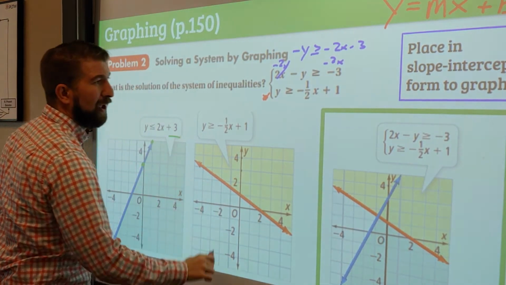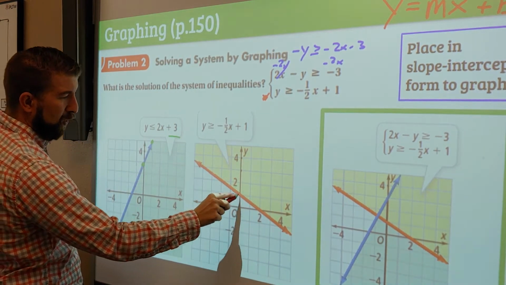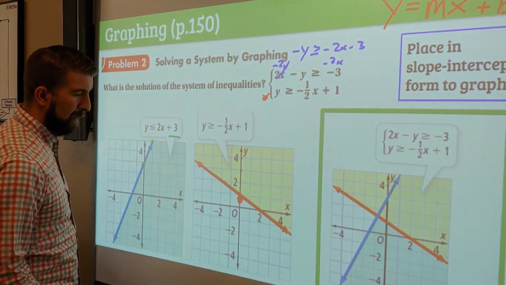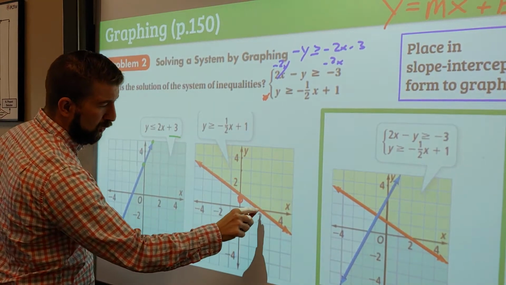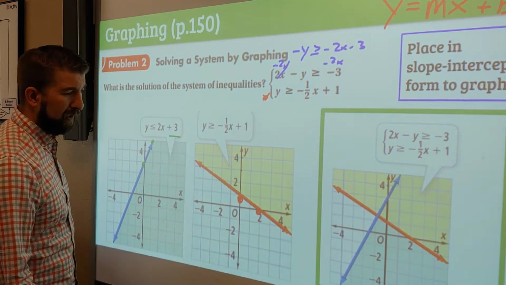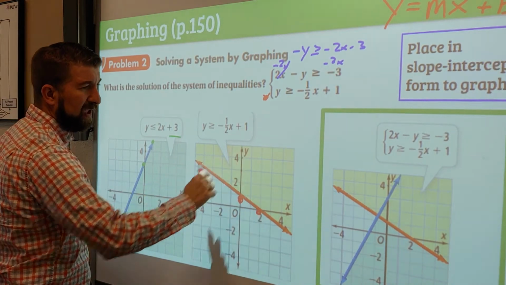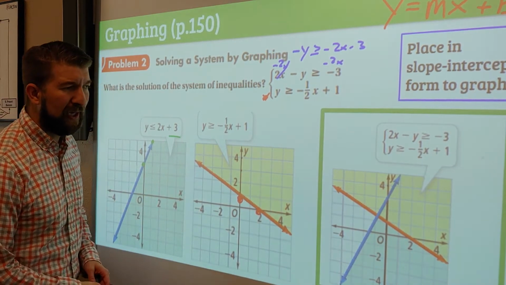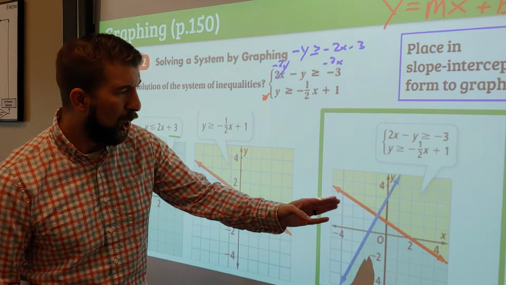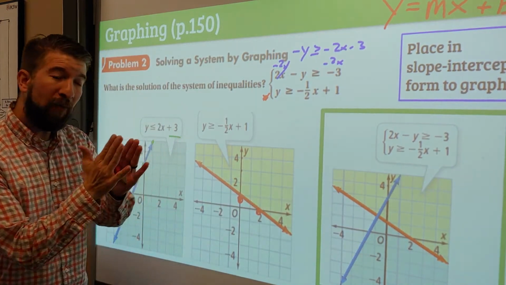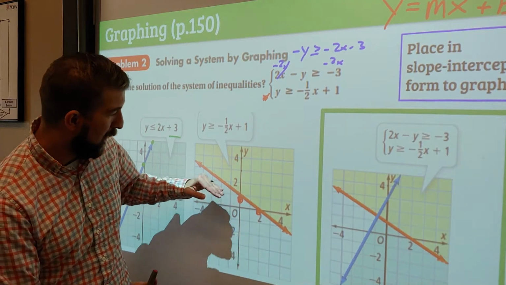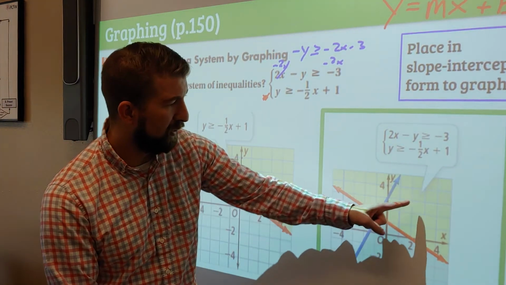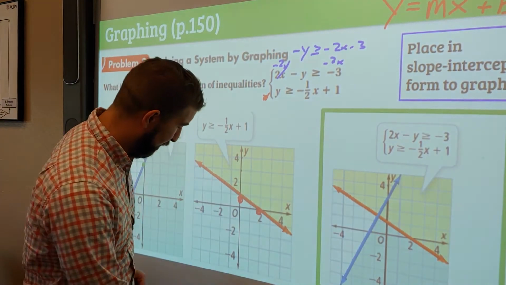Then our second equation, they find the y-intercept at 1. Then the slope is down 1 over 2. Right there. You shade everything above. And so then our solution would be where they overlap. So where this part is less than, and where this part is greater than, and so it's going to end up looking something like this.